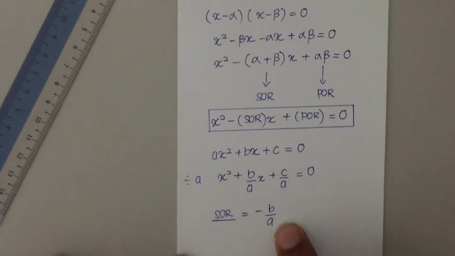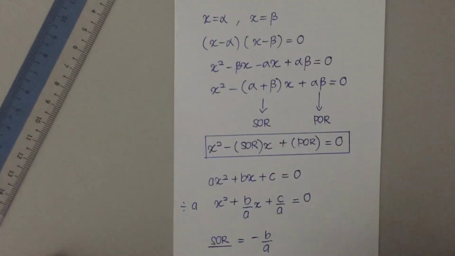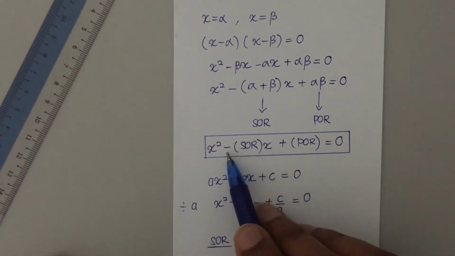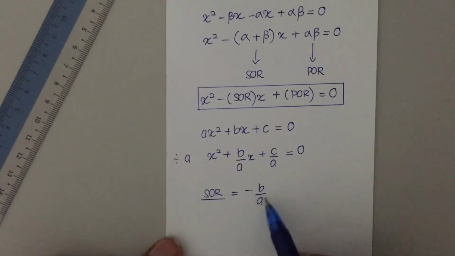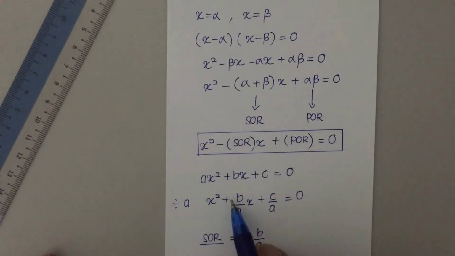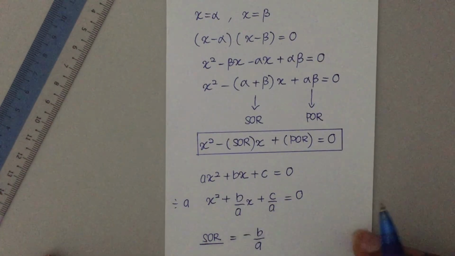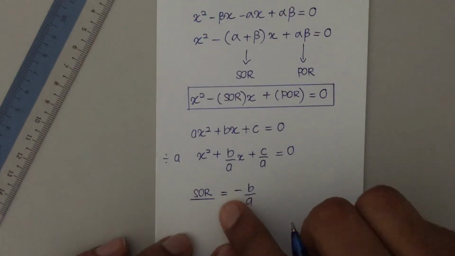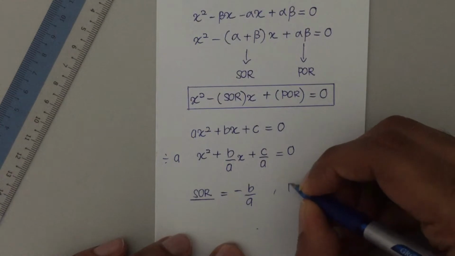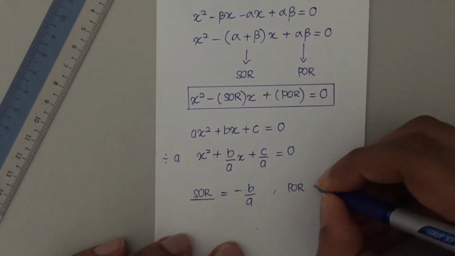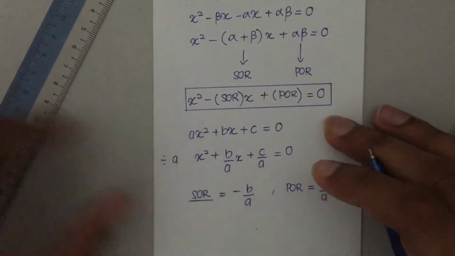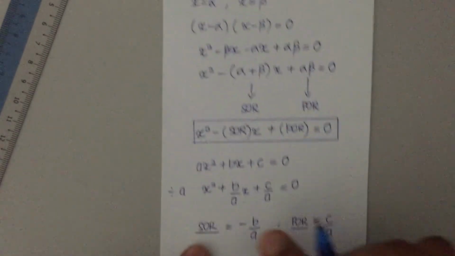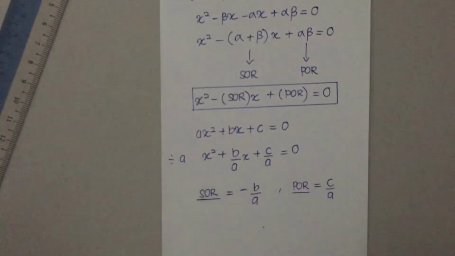Then you might be wondering why it is negative b over a. Take a look at this formula, guys. In this formula, in front of the coefficient of SOR, you have a negative. So when you substitute negative b over a into here, you automatically get positive b over a. If you still don't get it, don't worry, I'm going to do a double check with you. So your SOR is equal to negative b over a, and your product of roots, also known as POR, is equal to c over a. Usually students find the product of roots easier than the sum of roots because of this negative symbol. You just need to be extra careful.